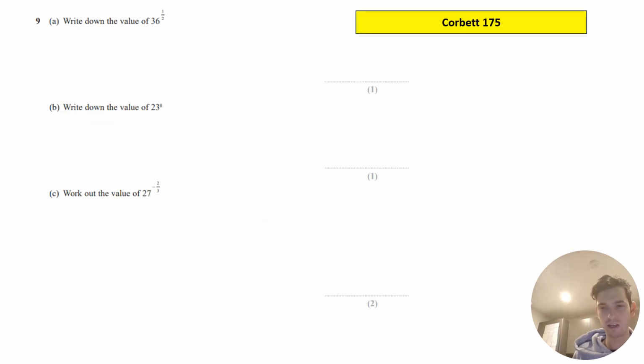Okay, so some indices questions here. So 36 to the power of a half. I know that this means square root. So the square root of 36 is 6. Next one, anything to the power of 0 is 1. And then the final one is a little bit trickier, for 2 marks.